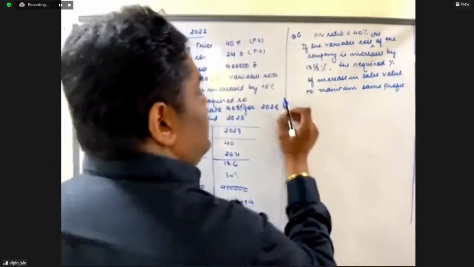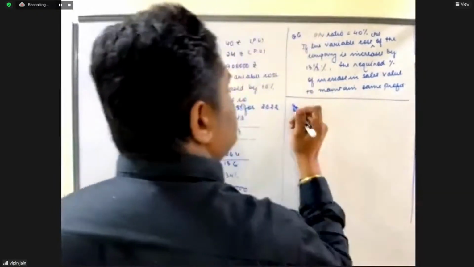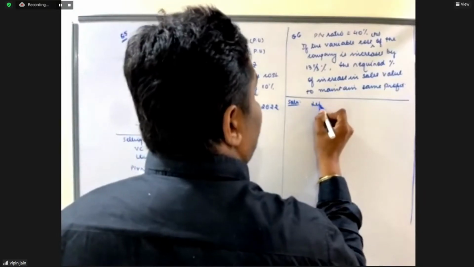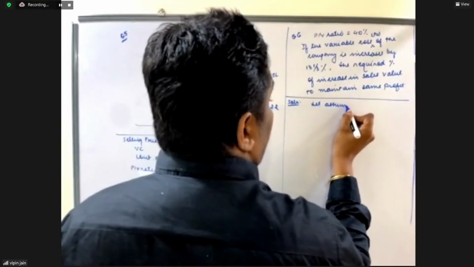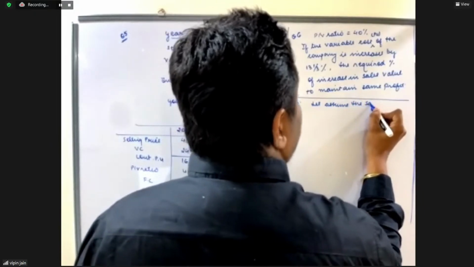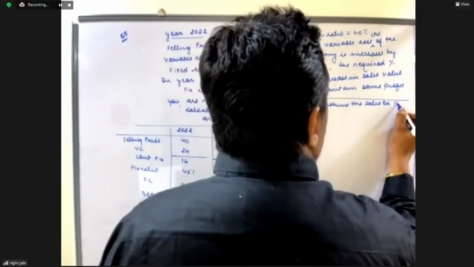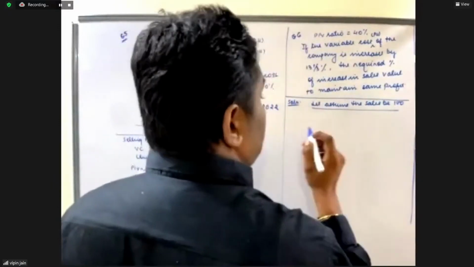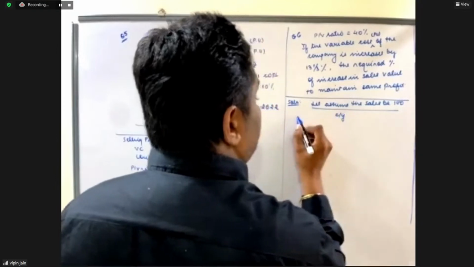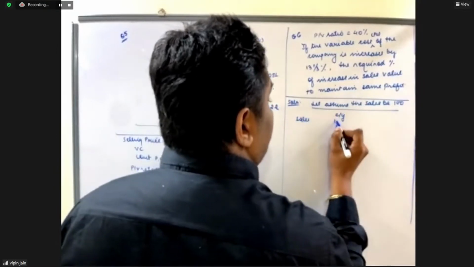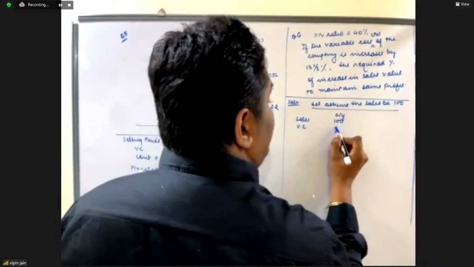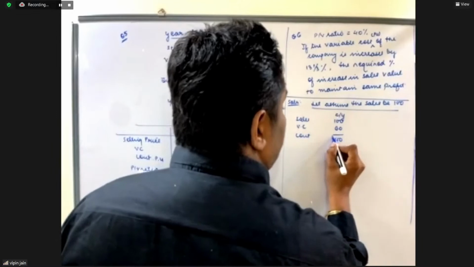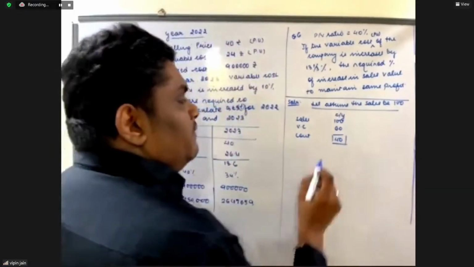So now let's start with the solution. Let's assume the sales be 100. So when talking about the current year, if my sales is 100, my variable cost will be how much? 60, and my contribution will be how much? 40. So this is my contribution in the current year.